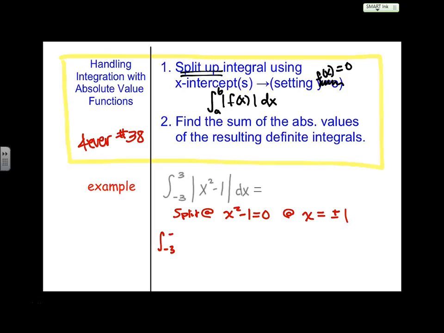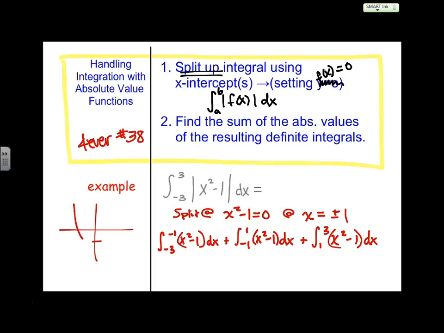So we go from -3 to -1 of x squared minus 1. Then we need to go from -1 to 1 of x squared minus 1. Then we need to go from 1 to 3 of x squared minus 1. I mean, you could graph it pretty quickly since it's an easy one. It goes down 1 and it's x squared. So you could go ahead and maybe flip it. Some of these you could do graphically pretty quickly.